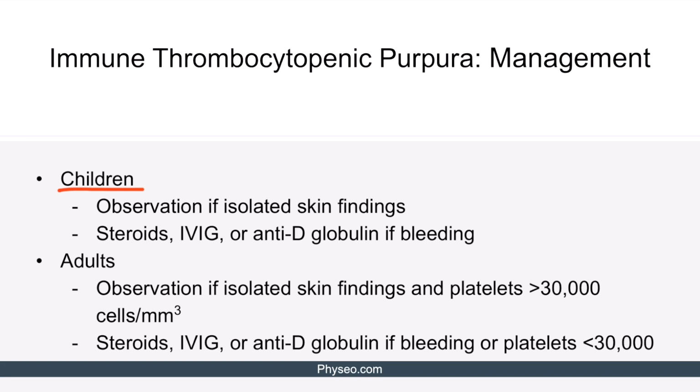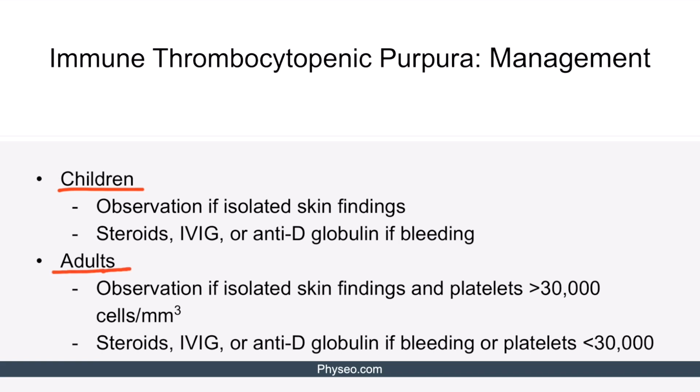However, if bleeding is evident in other organ systems, then one can administer steroids, intravenous immune globulin, IVIG, or anti-D immune globulin. Steroids suppress the production of anti-GP2B/3A antibodies. Intravenous immune globulin and anti-D immune globulin saturate antibody receptors on splenic macrophages, preventing platelet destruction.